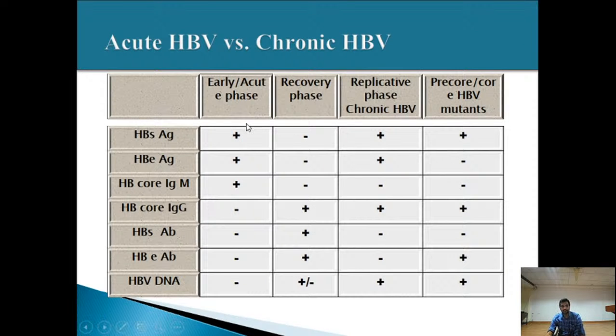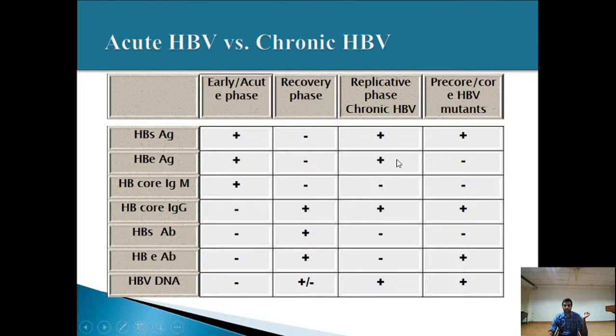So this is it. See, in the early acute phase, the hepatitis surface antigen is positive. That means the patient is already infected. HBeAg positive means the virus is actively replicating inside. And IgM core, I told you, because the core antigen is never released into the blood, the antibody will immediately be positive. This is acute hepatitis B.